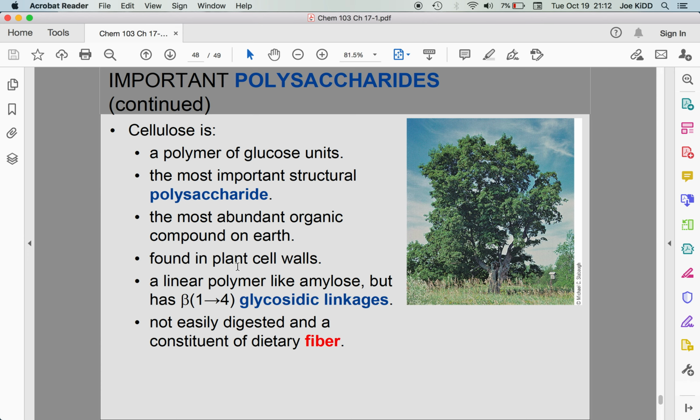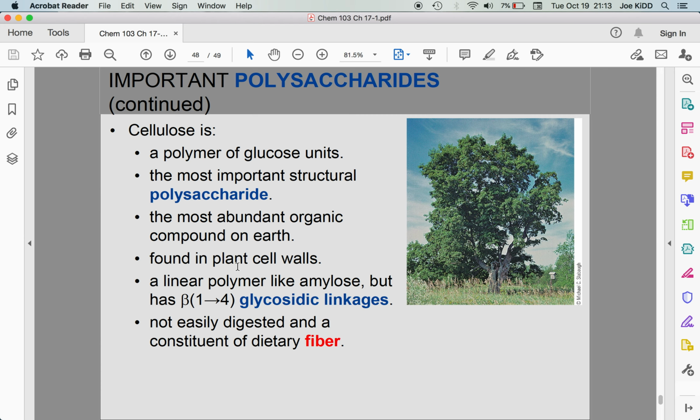And then the last one of the polysaccharides that we're going to discuss is cellulose. And it's again a polymer of glucose. It's important as a structural polysaccharide. It's the most abundant organic compound on Earth, and it's basically what makes up plant cell walls. So, any plant in existence, cellulose helps make up the cell wall of that plant. It is linear like amylose, but it has a beta 1,4 glycosidic linkage.